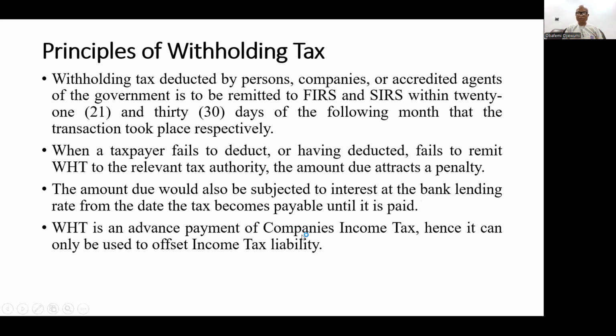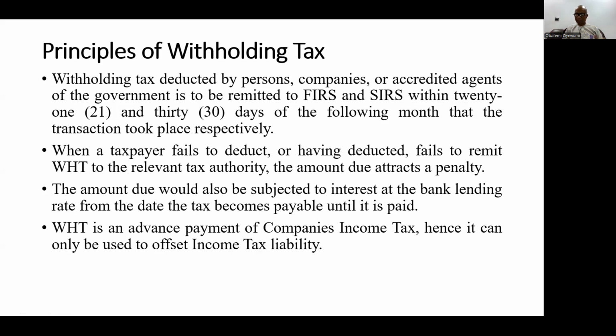Withholding tax is an advance payment of companies' income tax, not VAT, not capital gains tax, not petroleum profit tax, but companies' income tax. All right. So hence, it can only be used to offset income tax liability. So it's only the income tax liability, company income tax now, that you can use to offset. You can use it to offset PAYE, maybe pay as you earn. You cannot use it to offset value-added tax. You cannot use it to offset capital gains tax. It is only company income tax that you can use it to offset.